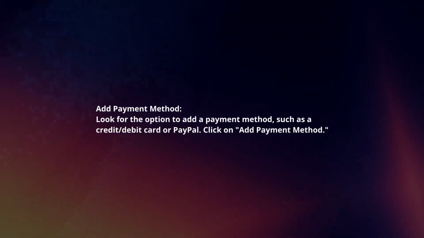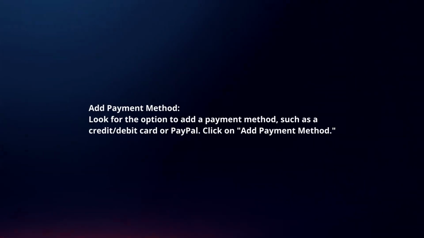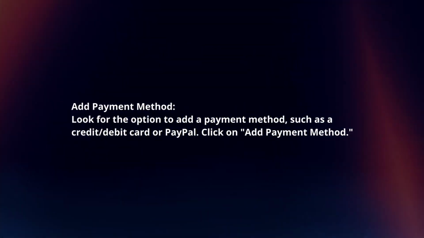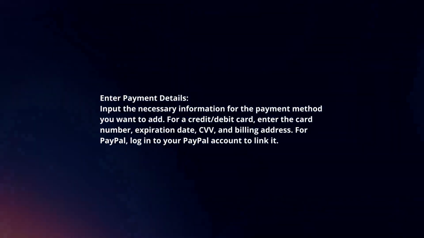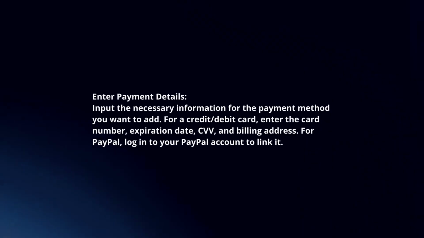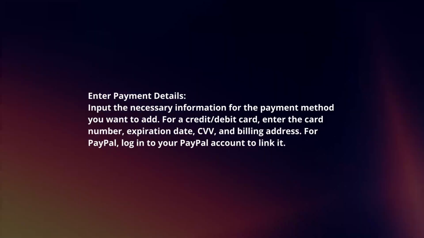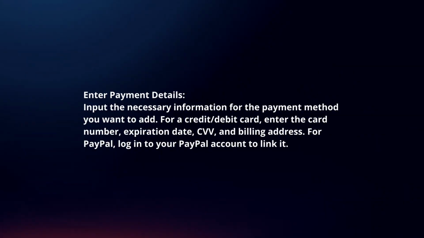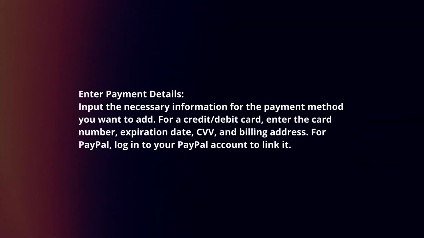Add payment method. Look for the option to add a payment method, such as a credit or debit card or PayPal. Click on Add Payment Method. Enter payment details. Input the necessary information for the payment method you want to add. For a credit or debit card, enter the card number, expiration date, CVV, and billing address. For PayPal, log into your PayPal account to link it.